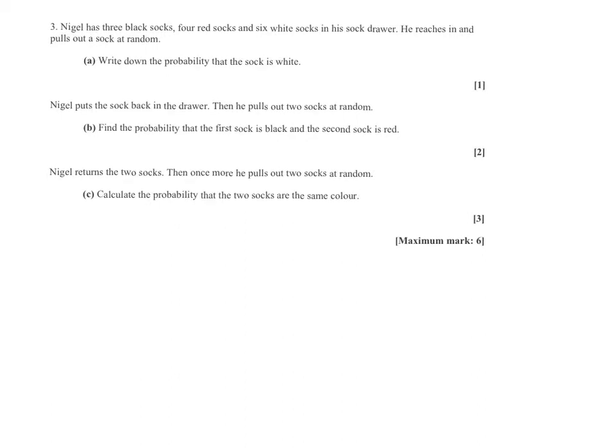Nigel has 3 black socks, 4 red socks, and 6 white socks in his sock drawer. He reaches in and pulls out a sock at random. Write down the probability that the sock is white. Most people got this one all right, because they added up the socks. There were 3 black, 4 red, and 6 white, which adds up to 13 total socks. So 6 white out of 13. And so that was a pretty easy one to start with.